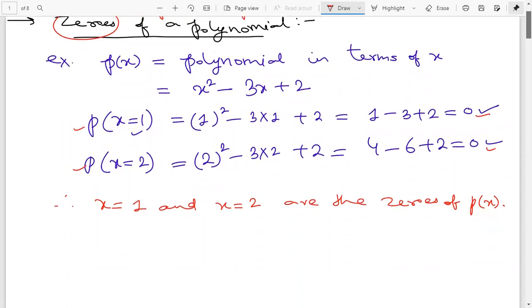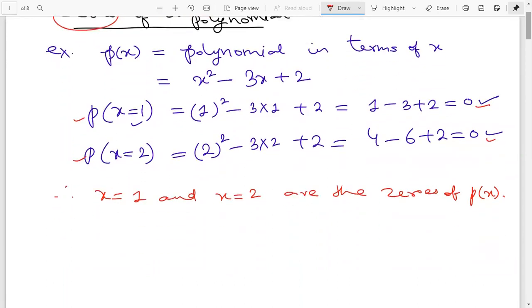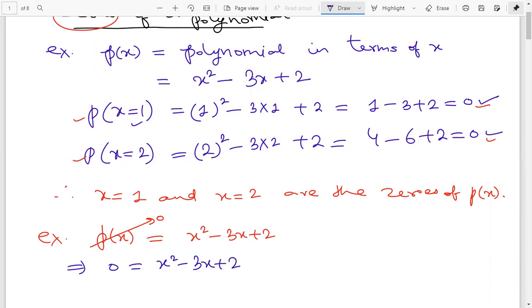We can also find what the zeros will be. Suppose for this question, p(x) equals x square minus 3x plus 2. Suppose in the question they ask what the zeros value will be. Zeros are the values of x for which p(x) is 0, or the polynomial value is 0. So we put p(x) equal to 0. This equation becomes 0 equal to x square minus 3x plus 2. Just observe and try to understand.